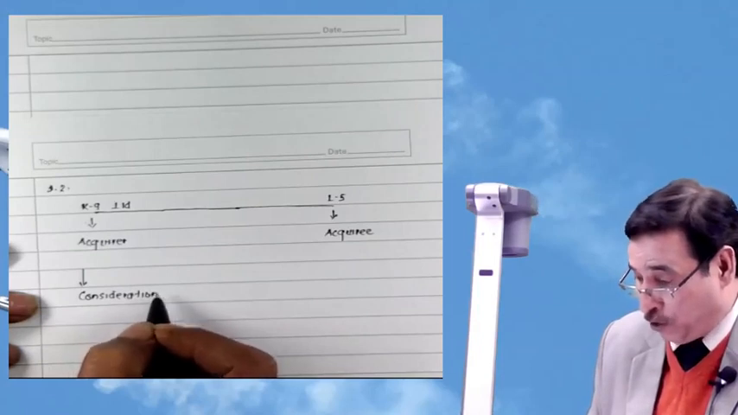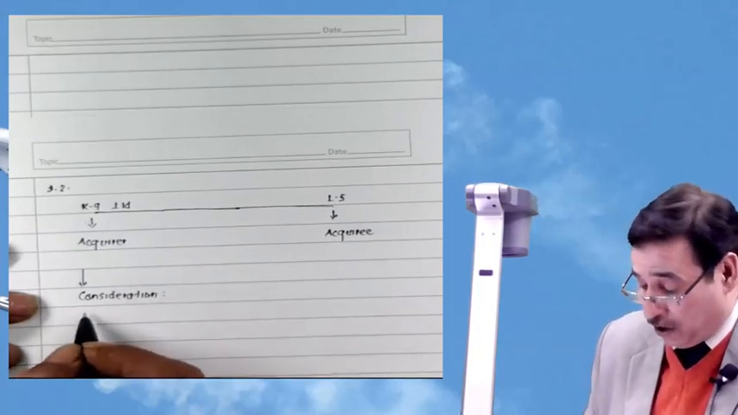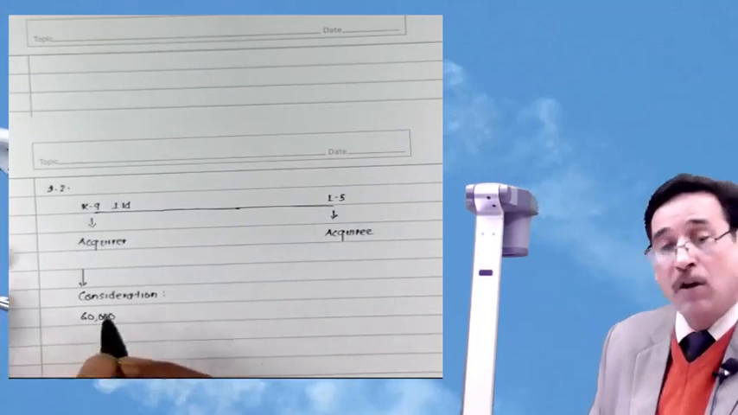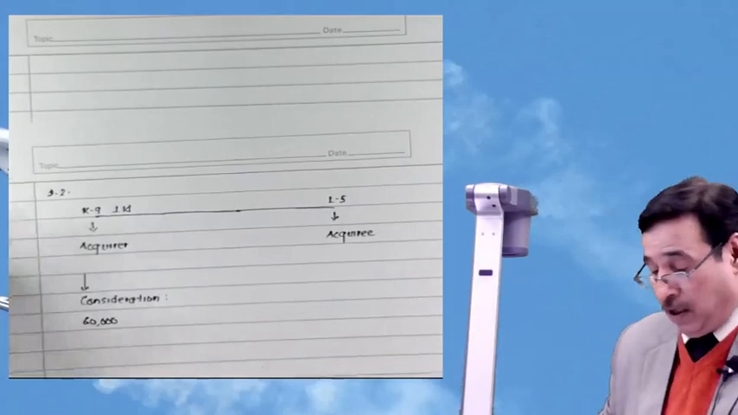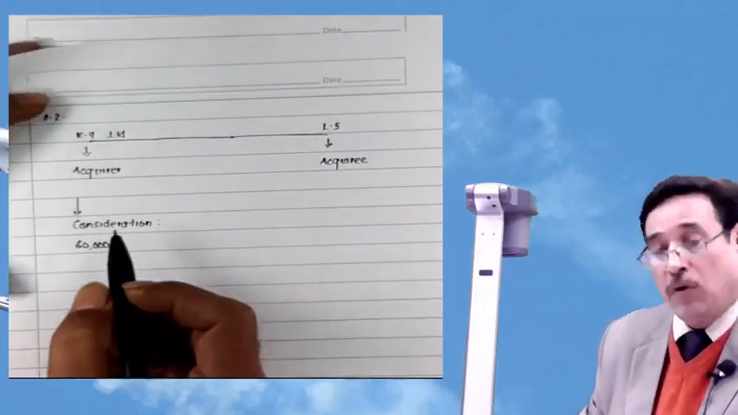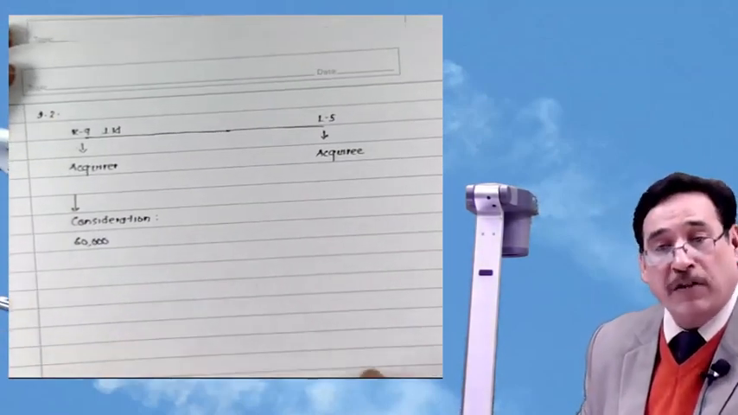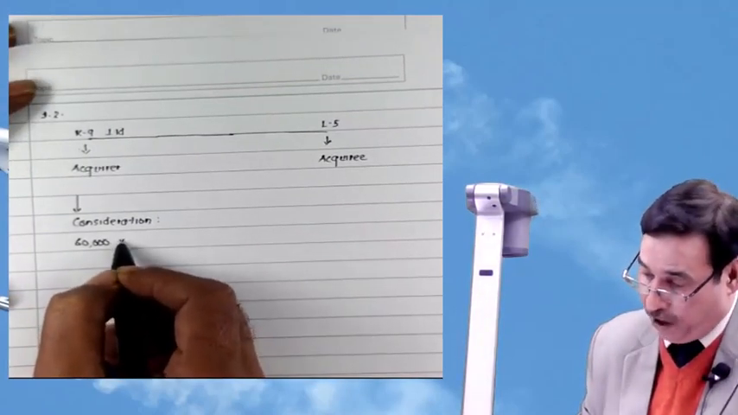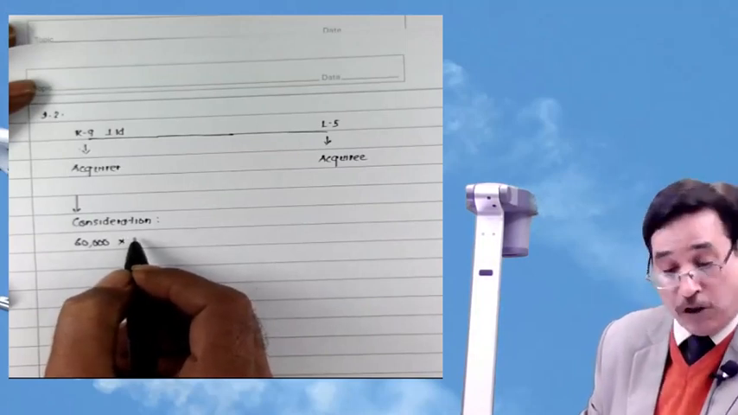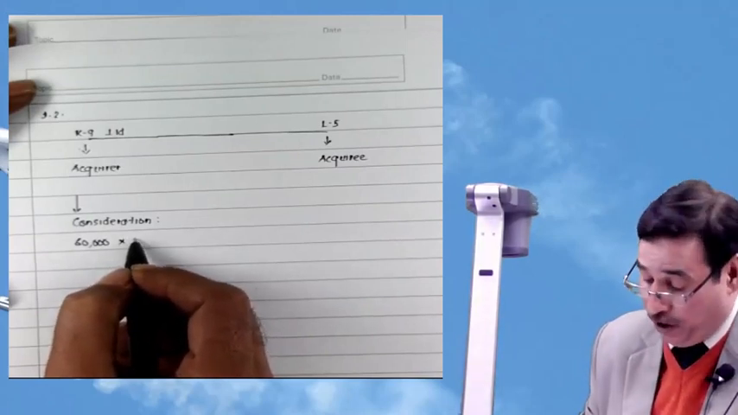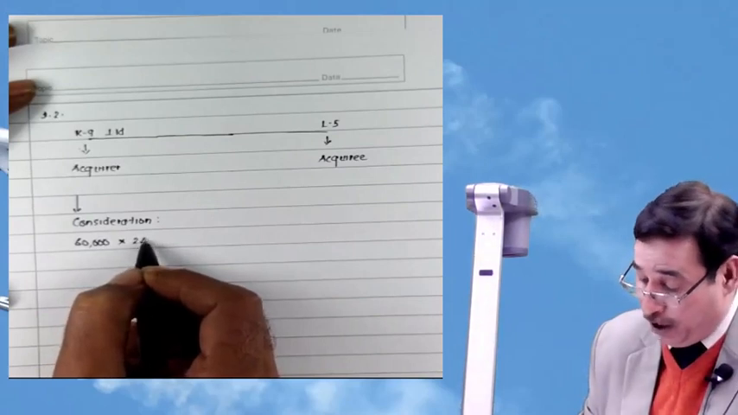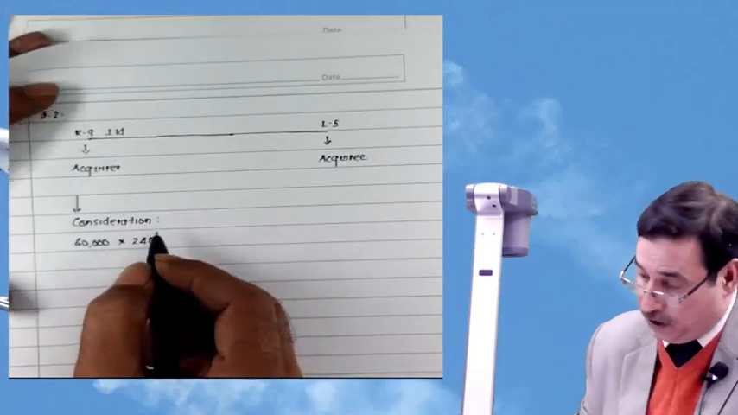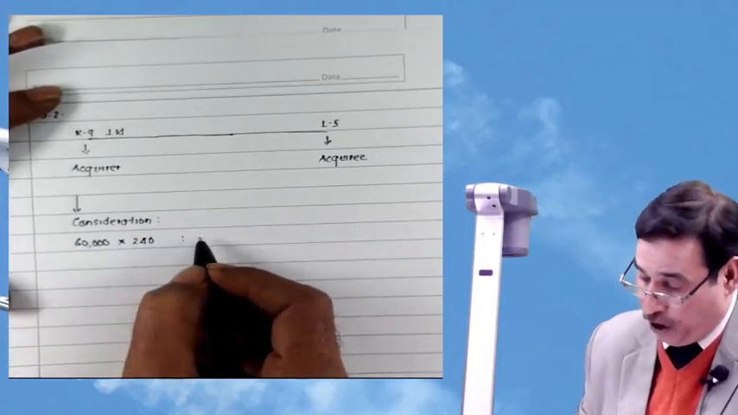How many shares are you issuing? You are issuing 60,000 shares. Although these shares have a face value of rupees 10, we are concerned with their market value, their fair value. And we have been given in this question that their fair value is 240. 240 is their market value. Now, if I multiply 60,000 with 240, how much will it be equal to?